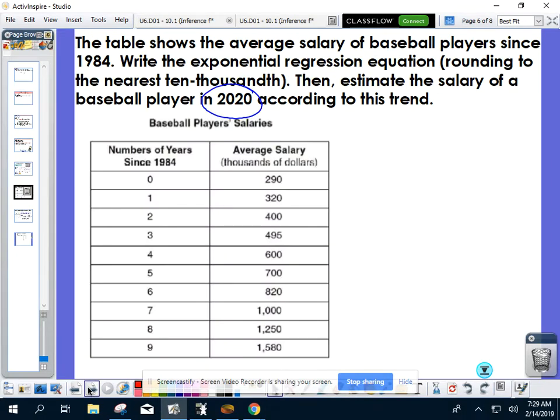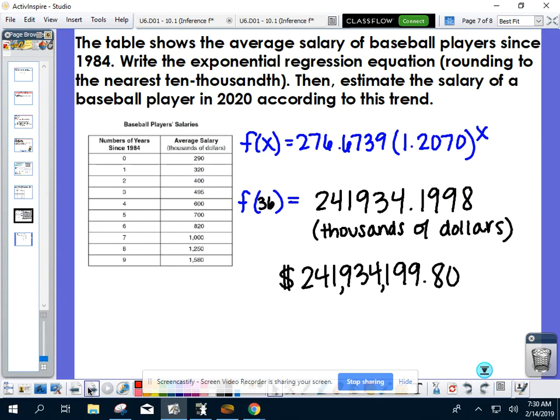All right, let's see how you did on this example. The equation you should have obtained, I have written in blue, and then you're evaluating the function at 36 because from 1984 to 2020, that's 36 years. The final answer that I have, I went ahead and converted it because it says that the average salary is listed in thousands of dollars.